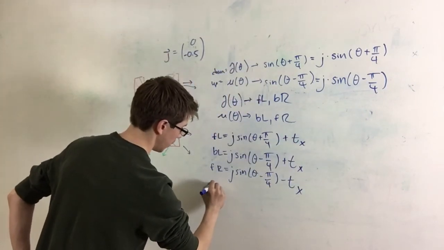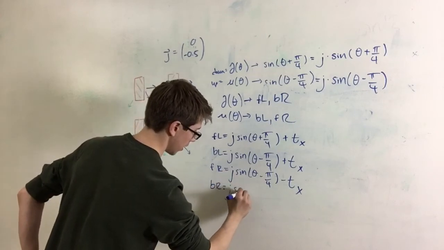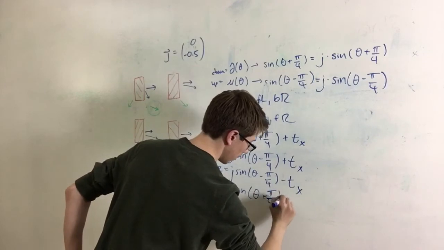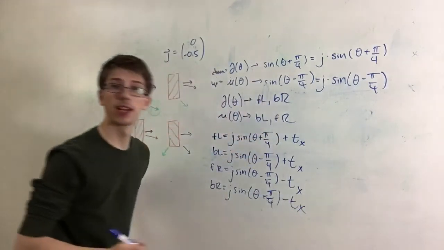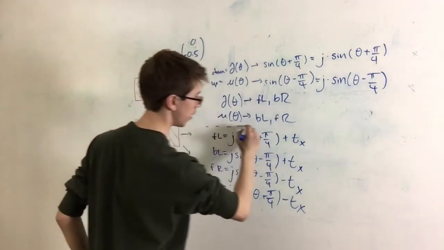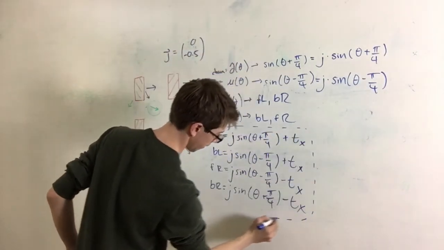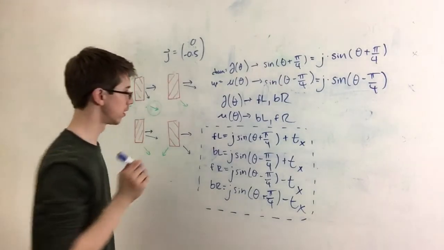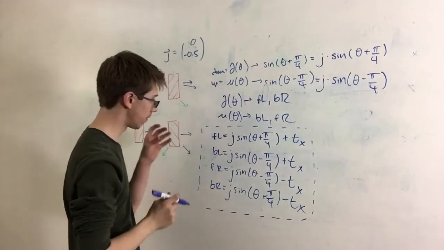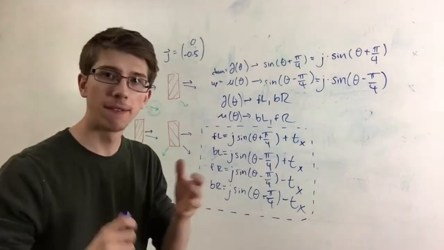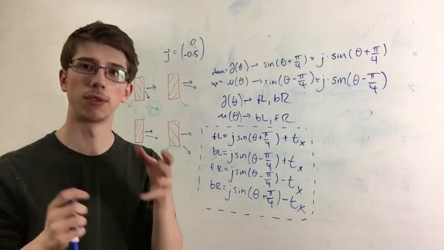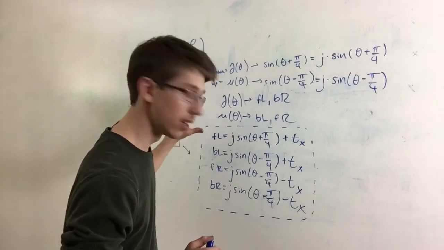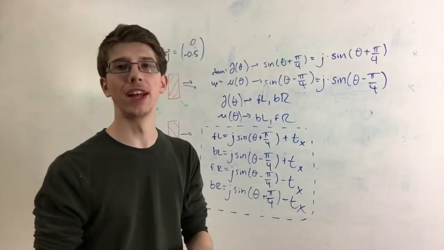And then we have back right is j sine theta plus pi over 4 minus tx. And so this right here is our robot-centric velocity for our front left, for all 4 of our wheels. Field-centric means that we're referring to the orientation of the driver rather than the robot.